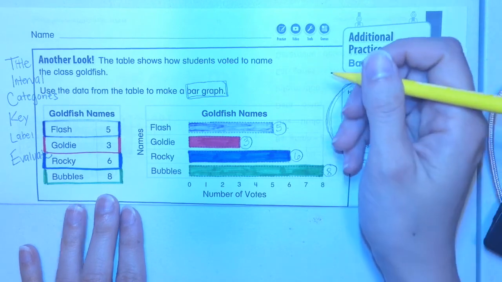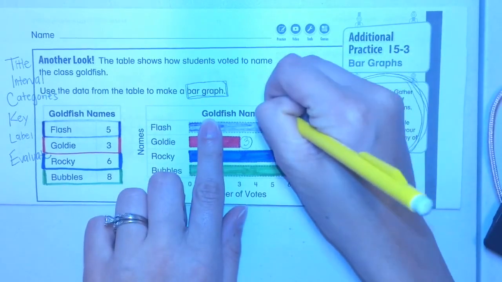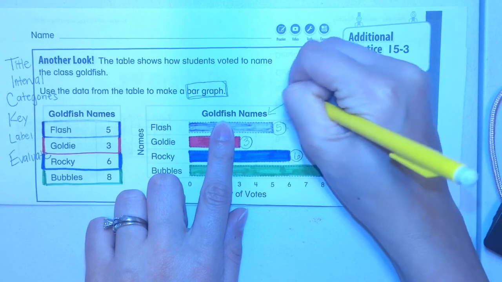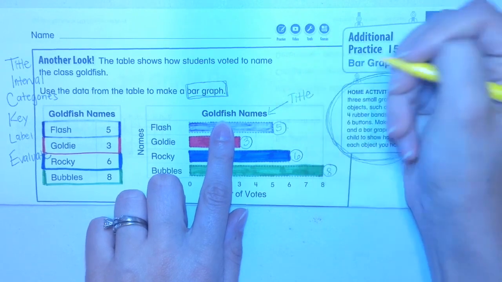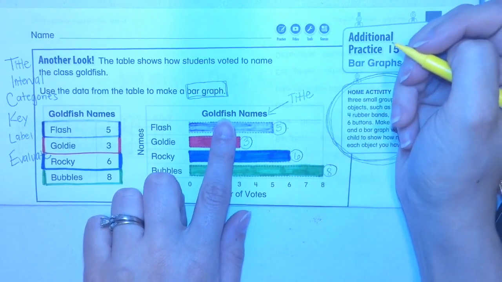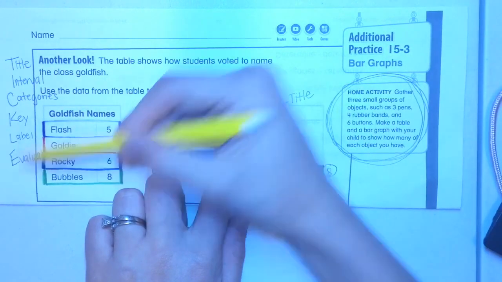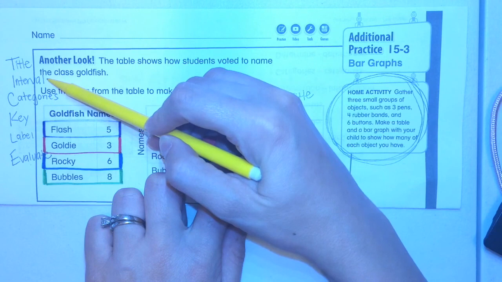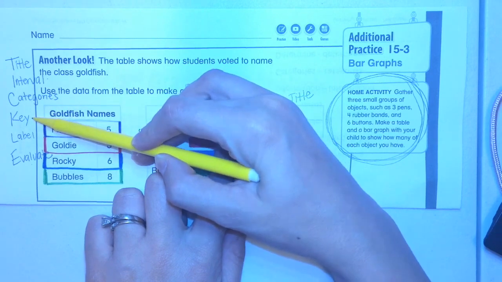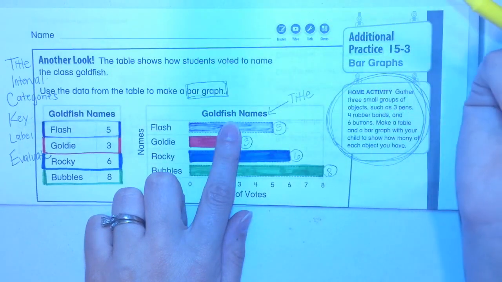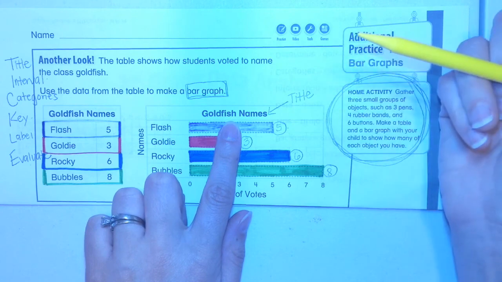Okay, so looking at my title, I'm going to label it right here. It's goldfish names. That's my title. I can label the whole word, or I can just put a T. I'm fine with that, whatever helps you. I just want you to start noticing all of these different things, because if you don't notice the interval and you don't notice the key, then you might get confused and you might solve all of the problems incorrectly.